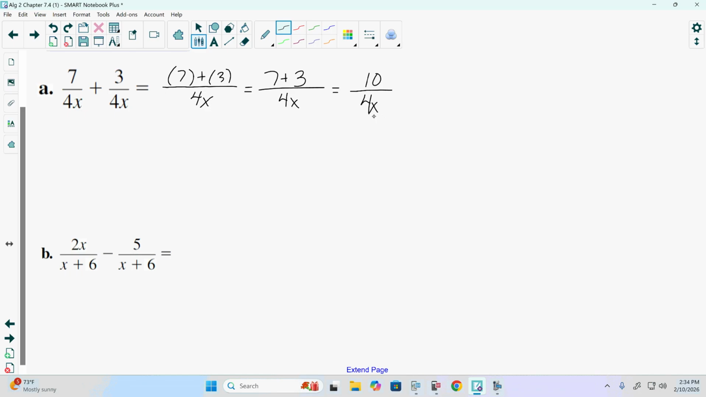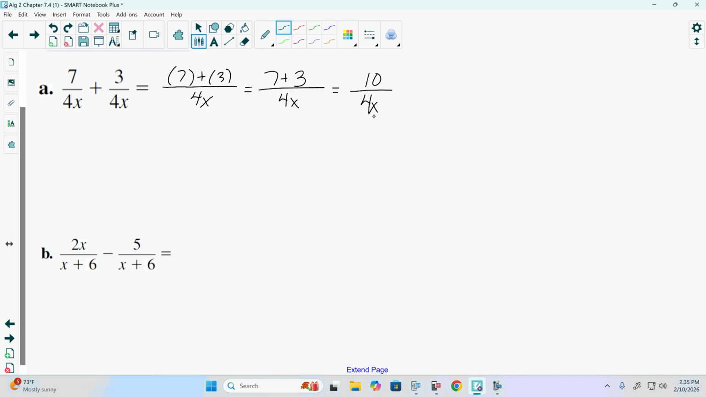Now, before we say we're done, we do need to make sure nothing simplifies. And just like multiplication, we want to make sure we factor the top and bottom of the fraction as far as possible, simplify like terms. The top of this fraction is 10. It is one term. There's no way to factor it. It is simplified as possible.